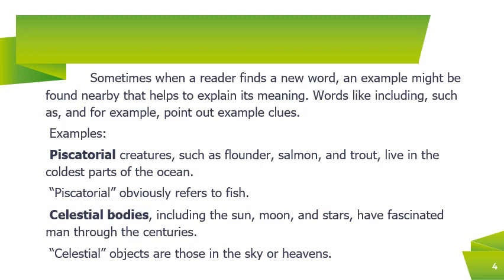Next, celestial bodies including the sun, moon, and stars, have fascinated man through the centuries. The unfamiliar term is celestial bodies. We can say that celestial bodies are objects in the sky or heavens. Why? Because the given examples are objects or things that we can see in the sky. So we can identify the meaning of celestial bodies because examples are given. So that is example or explanation clue.